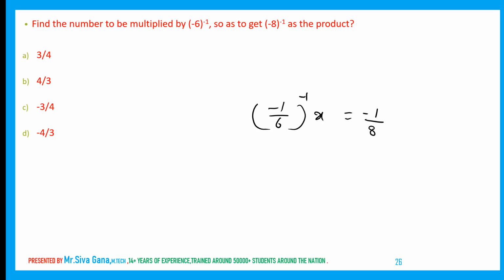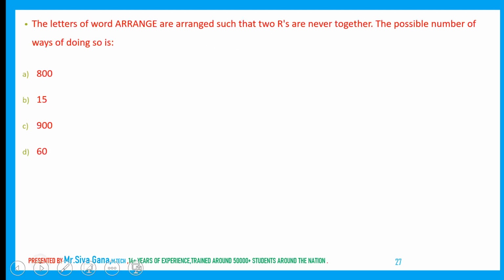Minus 6 power minus 1. Okay, minus gets cancelled. X equal to 6 by 8, 3 by 4. We have to multiply with 3 by 4 simply. If you multiply with 3 by 4, this will become this one. Simple, easy, LKG level question.